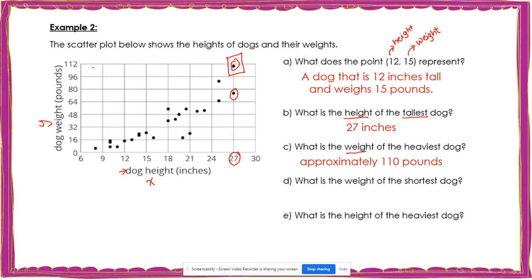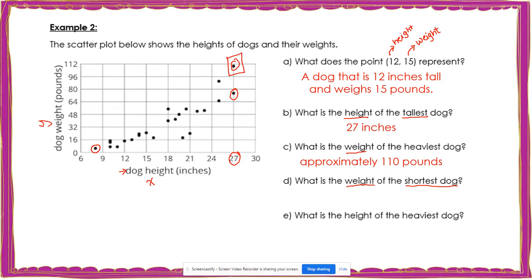Now, I want you to answer the last 2 questions. D says, what is the weight of the shortest dog? You had to be careful here because it actually asked for the weight of that shortest dog. So the first thing we've got to do is find our shortest dog. Well, that's looking at height. So when I look at height over here, the shortest height is going to be the height that's furthest to the left. So that's this point.